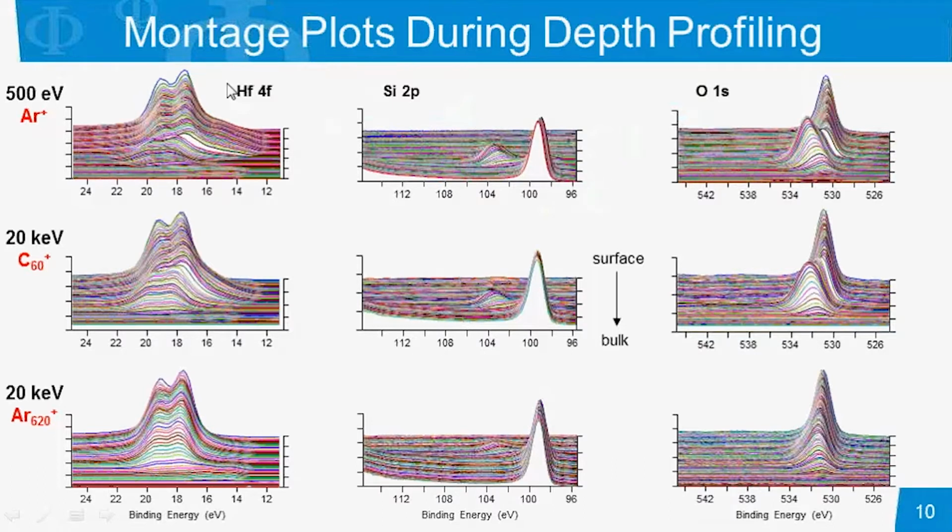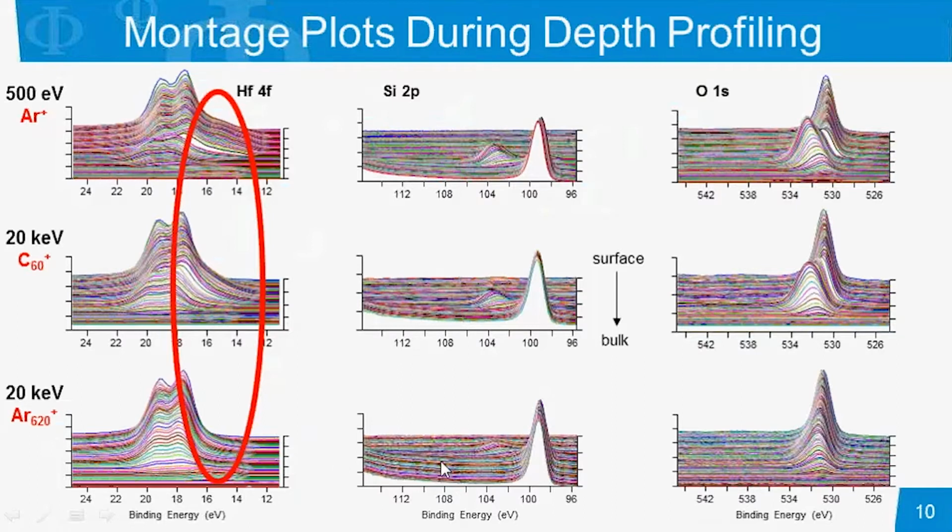One thing we can see right away is that for the hafnium, we see this broadening to the lower binding energy side, indicating damage. And if we compare the monoatomic argon to the C60 to the GCIB, there is a decrease in this damage as we go to lower eV per atom energy, with the lowest being the argon cluster profile.